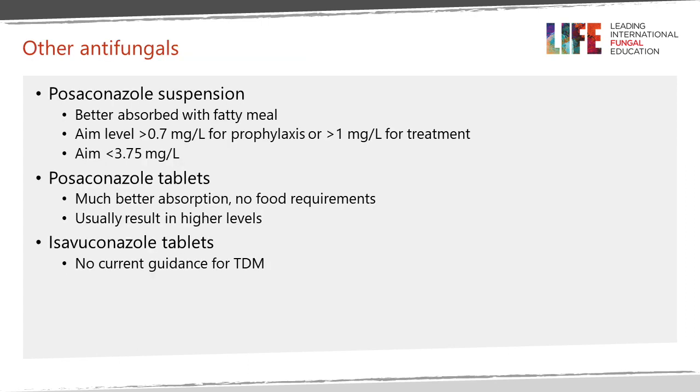So I'll briefly mention other antifungals which have been available more recently. Posaconazole suspension is a newer antifungal with activity also against zygomycosis. There are issues with absorption. It's better absorbed with a fatty meal, which may be difficult for some patients. So there are problems with some therapeutic levels there. The recommendation is to aim for a level of 0.7 when you're giving this prophylaxis, and a level of more than 1 if you're giving it for treatment. And a general recommendation also is to try to keep the level below 3.75. But not huge evidence behind this.